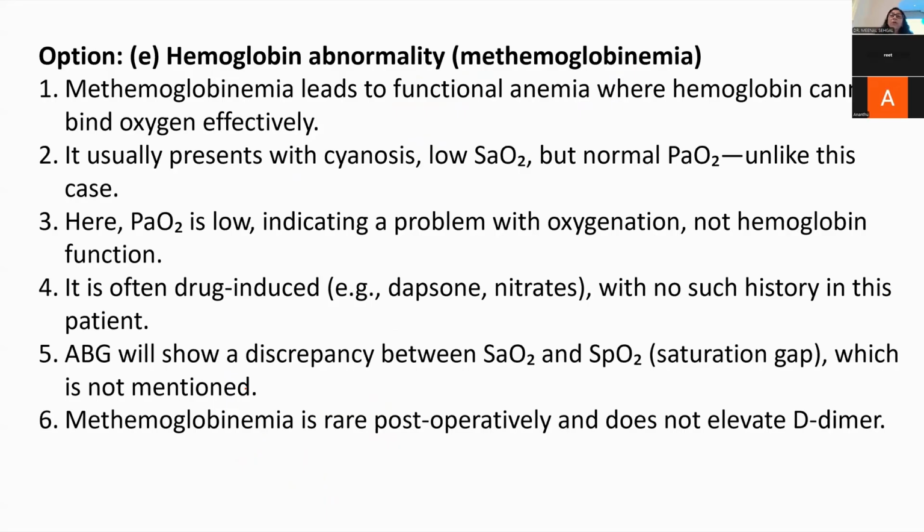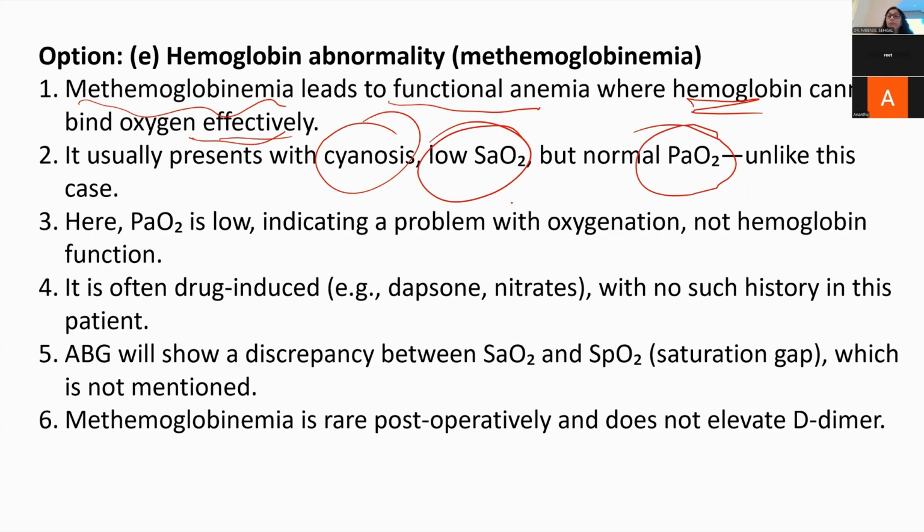Now, hemoglobin abnormalities, methemoglobinemia, for example. Methemoglobinemia definitely will cause functional anemia because hemoglobin cannot bind oxygen effectively. It usually presents with cyanosis, low saturation but normal PO2. So this is a very, very important point here.